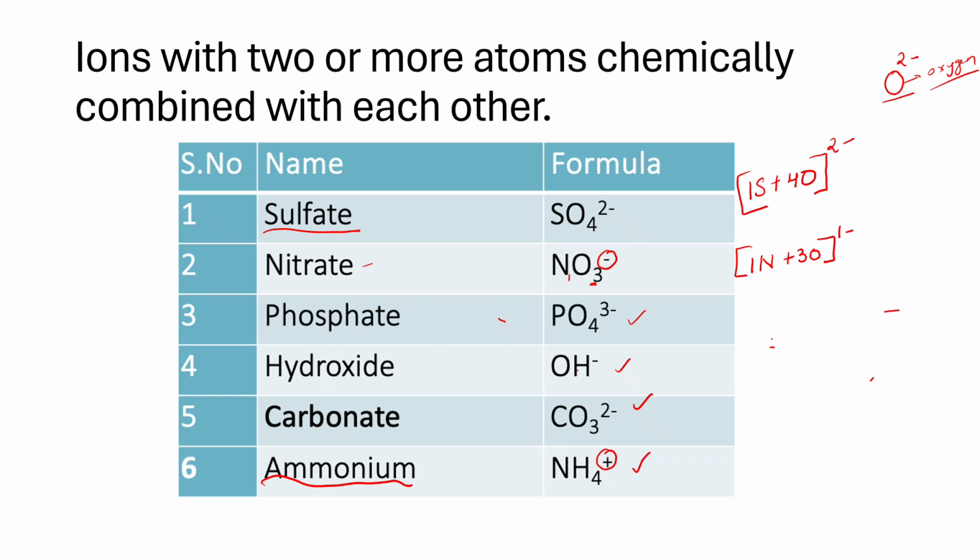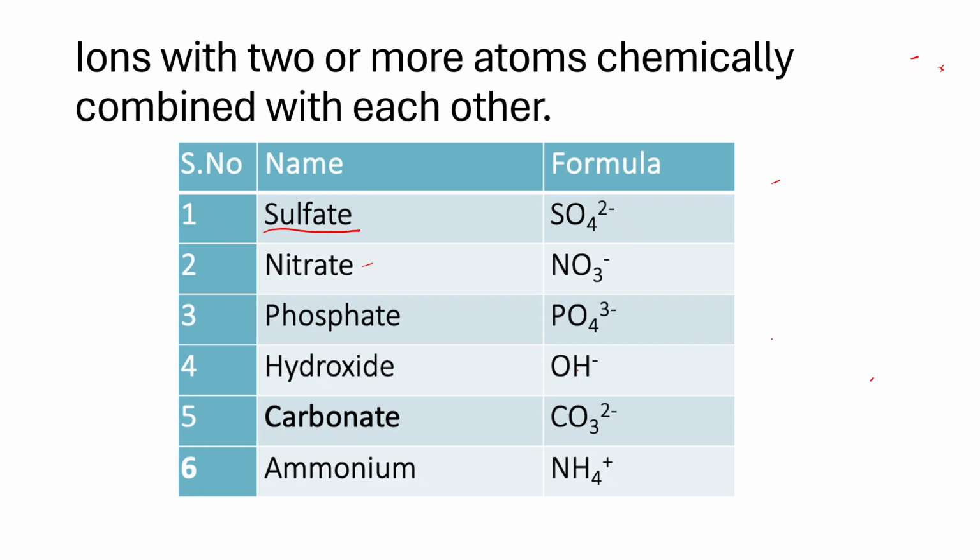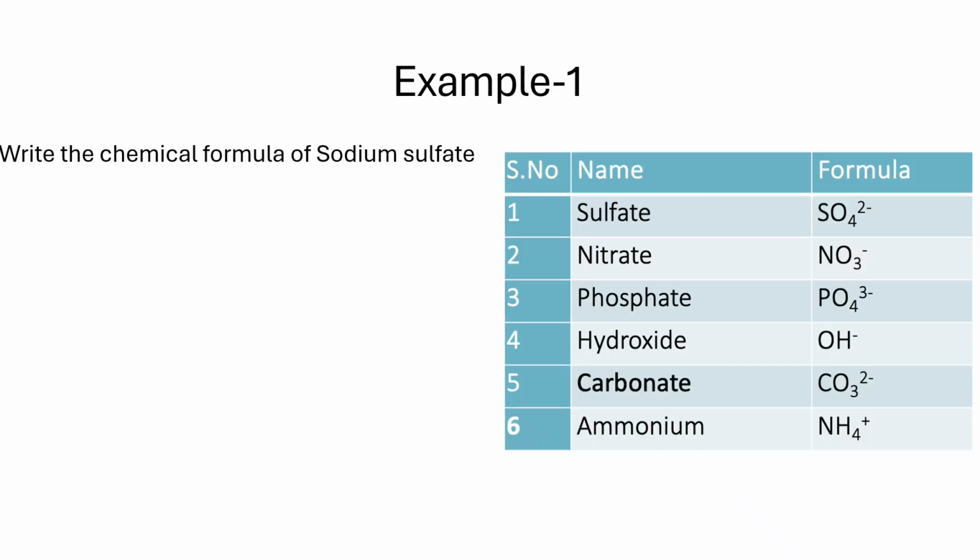Now let me make one thing very clear. You do not have to commit the formula of these polyatomic ions to your memory. These will be provided in the examination, either in the question itself or in the resource booklet. So the next question is how to assign formula to a compound which has one of these. Let's explore that using some examples.